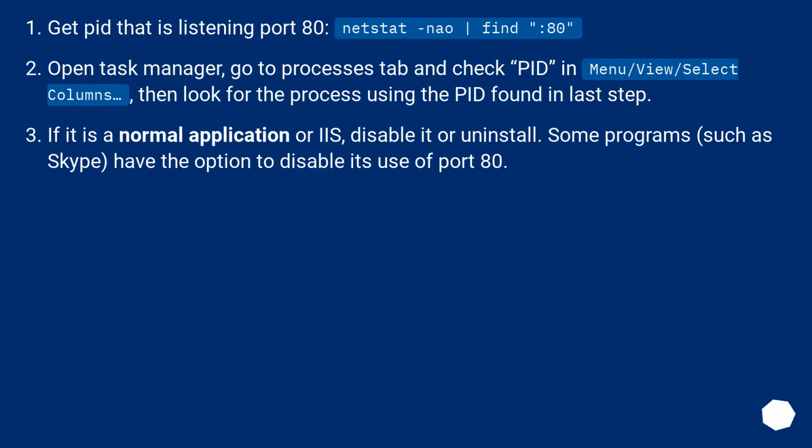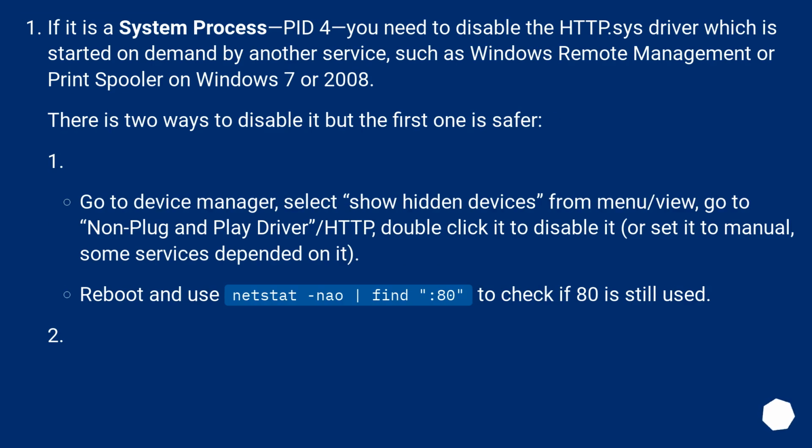If it is a normal application or IIS, disable it or uninstall. Some programs, such as Skype, have the option to disable their use of port 80. If it is a system process, PID:4, you need to disable the http.sys driver, which is started on demand by another service, such as Windows Remote Management or Print Spooler on Windows 7 or 2008.